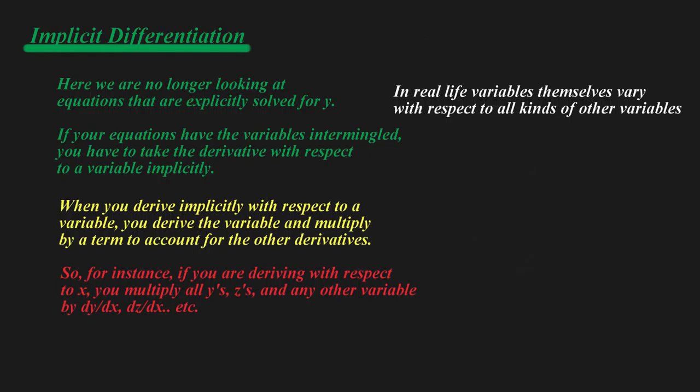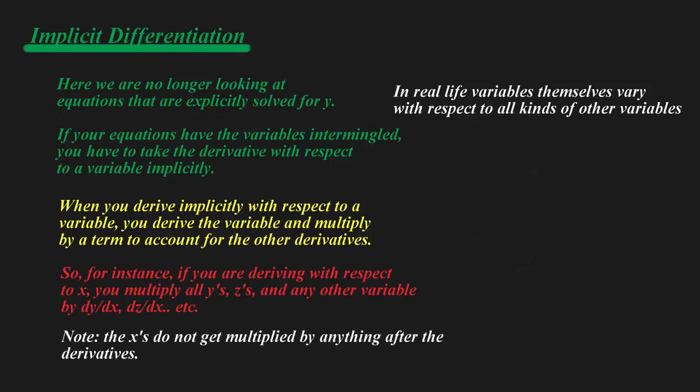So this is basically what I told you here in that little example. If you're deriving with respect to x, you multiply y's, z's, and any other variable by dy dx, dz dx respectively, right? And any other variable. But that's basically it to implicit derivatives. That's just recapping that if you're deriving with respect to x and you derive an x variable, the x is canceled out like I showed you.